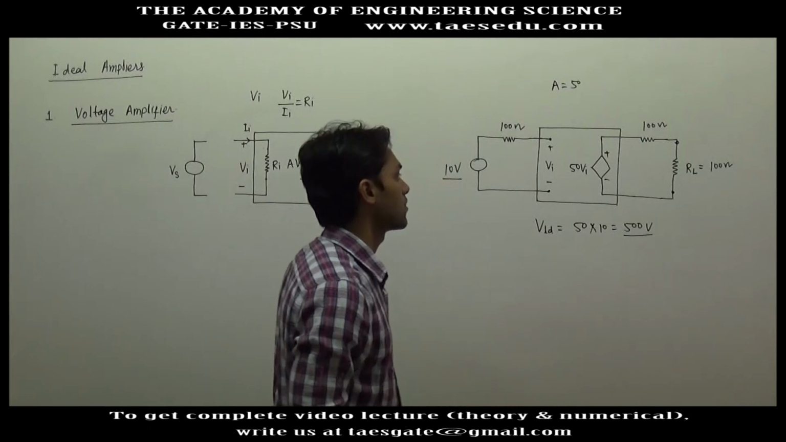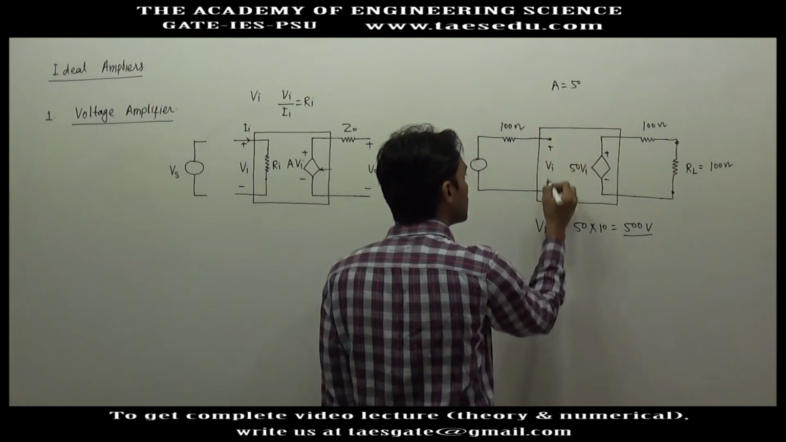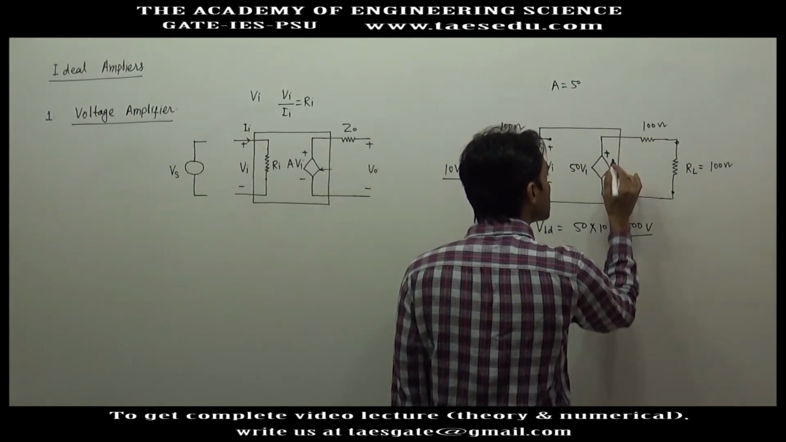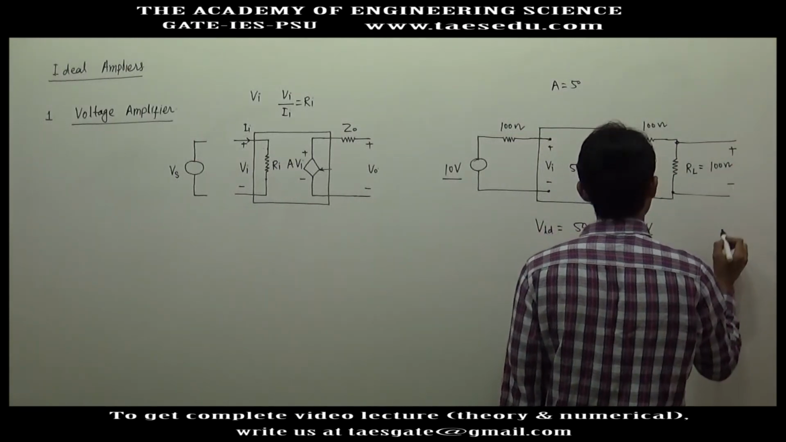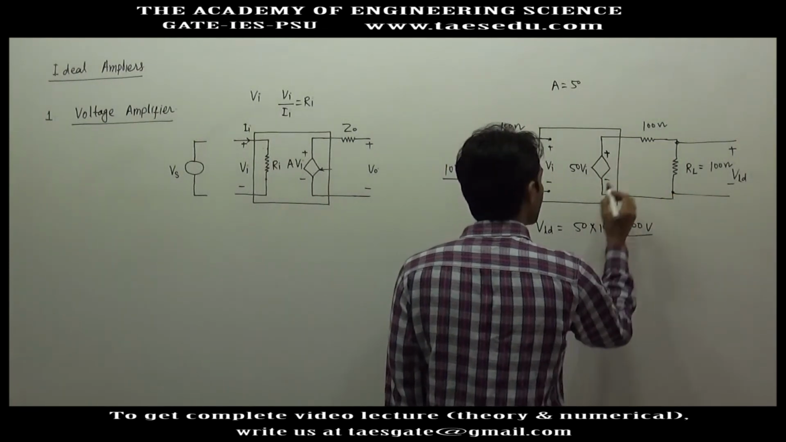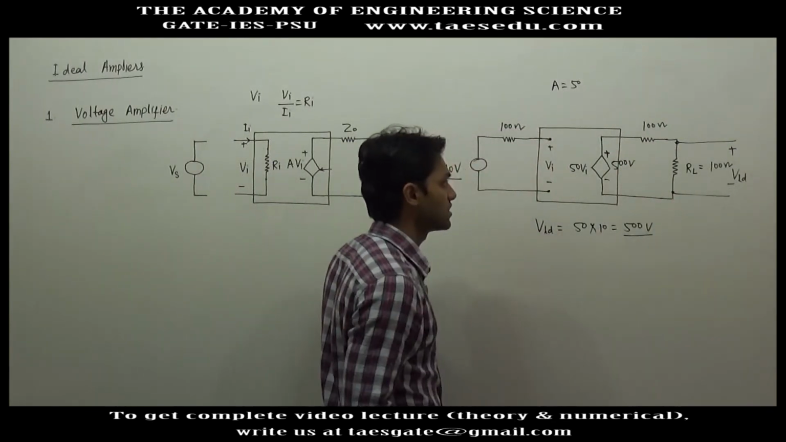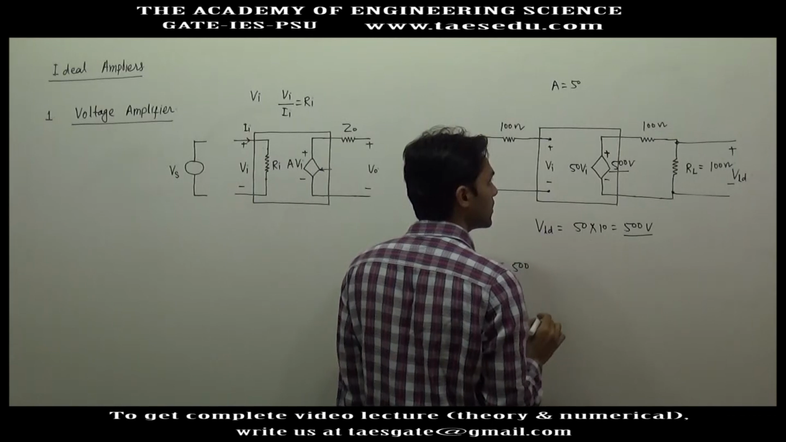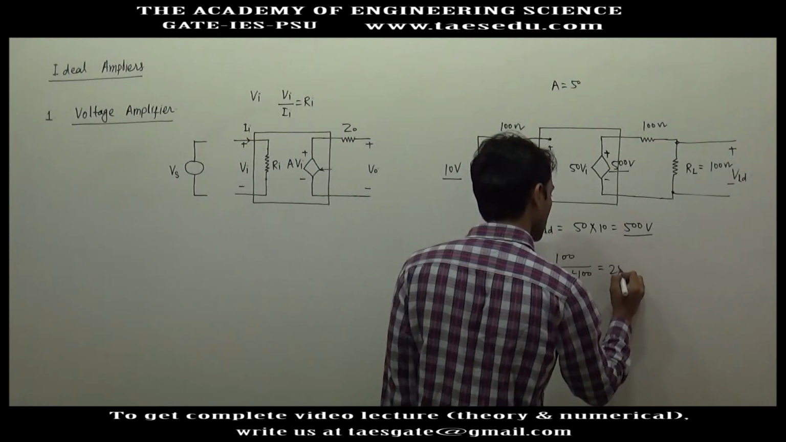Now if we calculate it, we have 10 volt here, the input impedance is infinite, so Vi will be 10 volt. If Vi is 10 volt, this is the op-amp output voltage, and this voltage is the load output voltage. This voltage is 500 volt. Now what will be VLD? Again, if we apply voltage division, this will act as the source voltage, 500 volt into 100 divided by 100 plus 100, and you will get 250 volt.